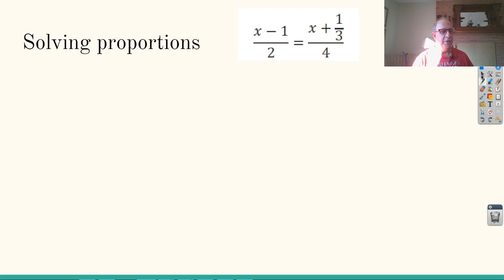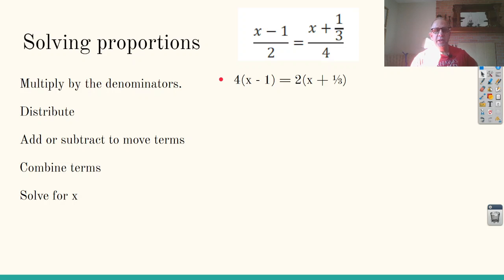Okay. I'm going to go through it again real quick because I've already got it set up here. But I multiply by the denominators. So I end up with 4 times (x minus 1), or 4 times the difference between x and 1, equals 2 times the sum of x plus 1/3. I distribute, so 4 times x minus 4 equals 2x plus 2/3. Add or subtract to move my terms on both sides. So I'm adding 4 on both sides and subtracting 2x on both sides.